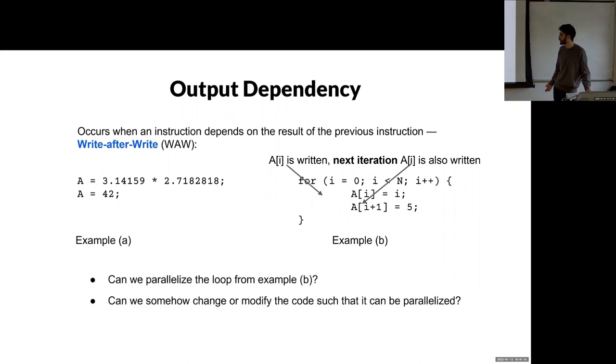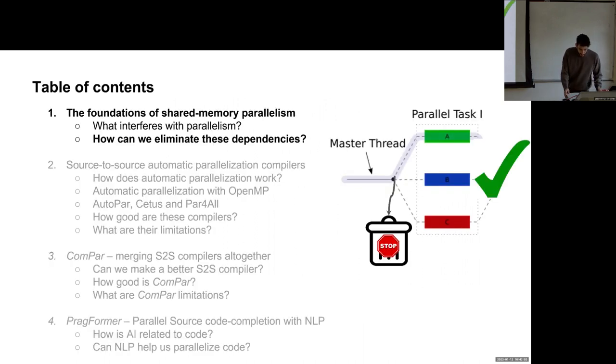Can we somehow modify the code so we can? Well, of course, because we can just merge the two instructions together. Usually when you have an output dependency, it's because of lazy programming, because people don't think that maybe we can merge these calculations and get rid of this dependency. So people understood that if we have these three dependencies, we can't parallelize this loop. And then they started thinking, maybe I can set a bunch of rules that can help me eliminate these dependencies in some cases. So we're going to go through some of these cases.